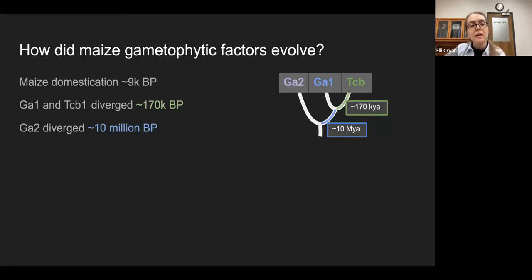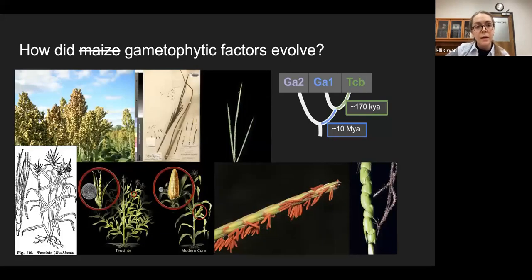We also ran a quick sequence dissimilarity estimate to get an idea of when GA2 might have diverged from GA1 and TCB1. We think that happened about 10 million years before present, which is even further outside the timeline of maize domestication and even outside of teosinte radiation or diversification.